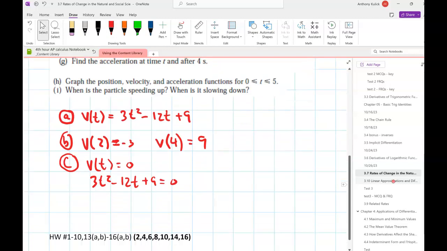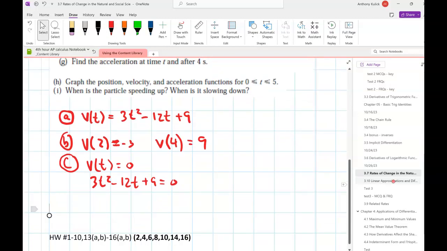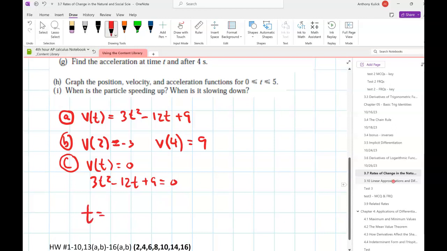If it was calculator active, graphing would be an effective method, right? I just plug that into the y equals menu and find the x-intercepts. Let's do the quadratic formula just as a reminder of what that is. What's the formula for the quadratic formula? Negative b plus or minus the square root of b squared minus 4ac, over 2a. Good.